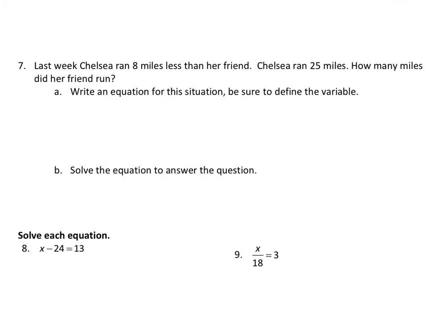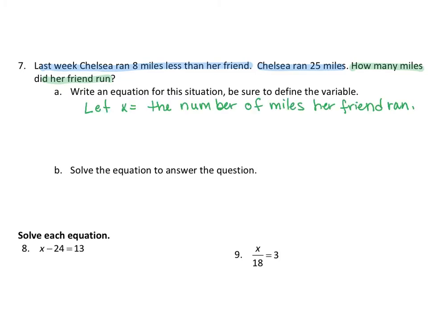All right, let's read through this word problem. And I know word problems aren't a favorite of anybody's, but it really doesn't have to be that difficult. So this one is saying last week, Chelsea ran 8 miles less than her friend. Chelsea ran 25 miles. How many miles did her friend run? So here's our key question, and that's also going to give us what our variable is that we're looking for. To define our variable, let x equal the number of miles her friend ran. A lot of you are going to lose a point if you don't put that statement.